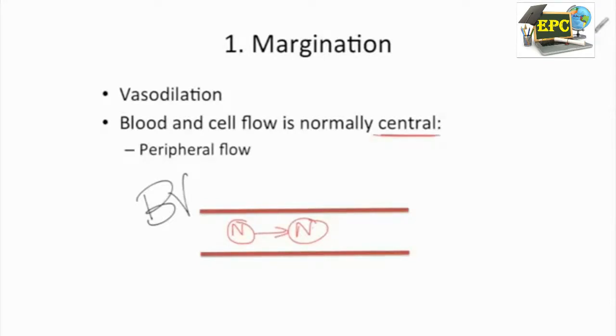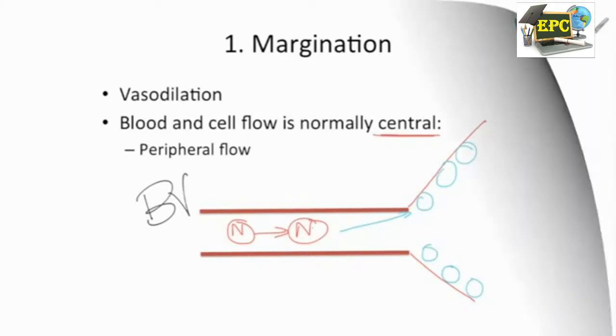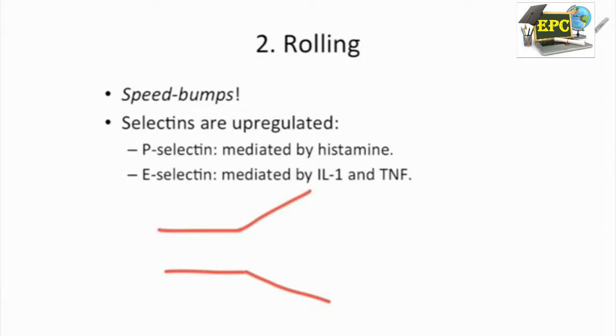However, in cases of acute inflammation, you will have vasodilation. The vasodilation will lead to margination, or getting to the periphery, so the neutrophils will come into the peripheral flow. So this is the first step, the margination, or the neutrophil arrival. Now going to the second step, which is the rolling.